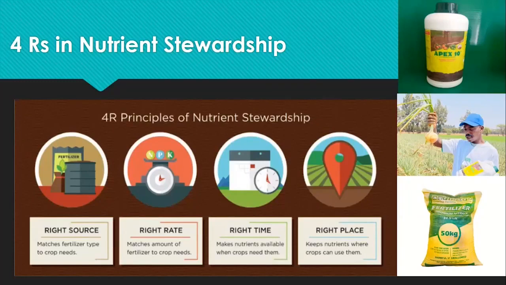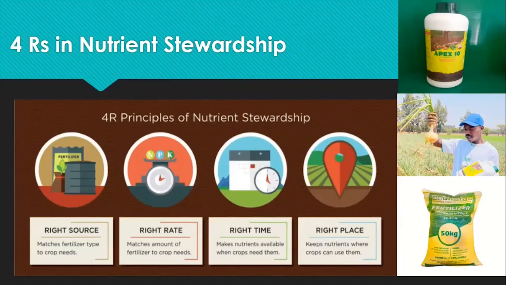And also on the right source, we are encouraged to look for legit sources of agro inputs. We wouldn't want fake or counterfeit fertilizers or inputs. So we are encouraged to visit registered dealers, and this is very, very important. This can lead to yield loss.